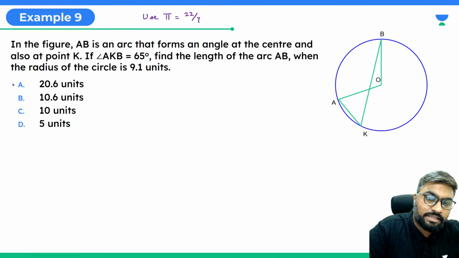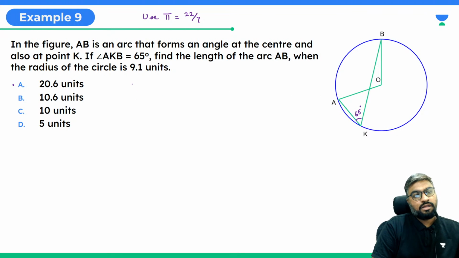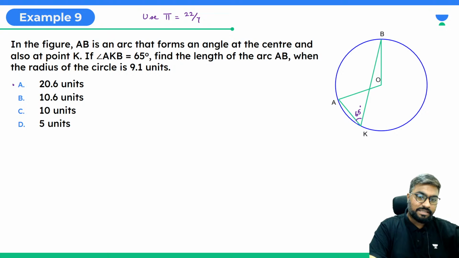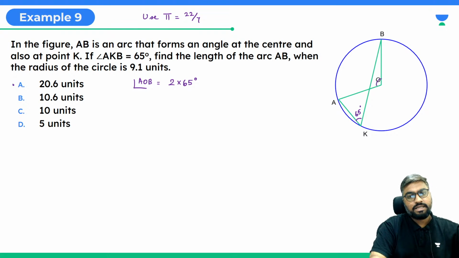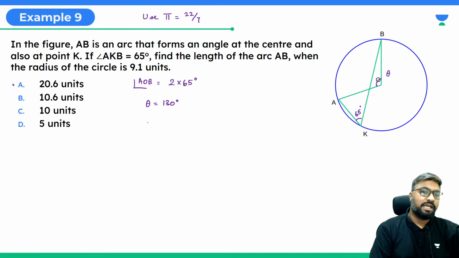So they're saying this is 65 degrees. Yes. So we know that the angle subtended by the same arc at the center and on the circle will be in a 2:1 ratio. So if this is 65, can I say angle AOB is going to be 2 times 65? So angle AOB, if we consider this to be theta, the central angle, and theta is how much? 130 degrees. So we simply have to find the length of the arc.